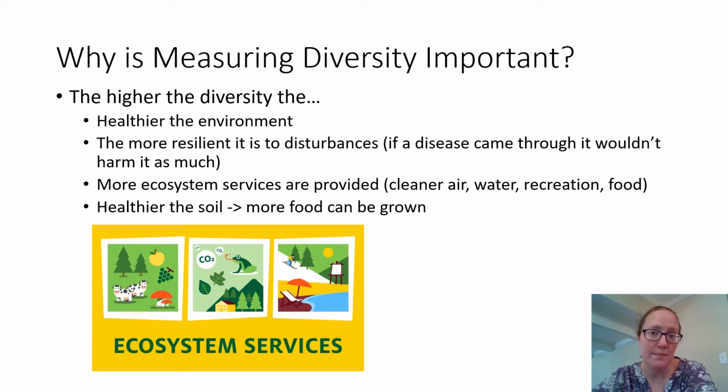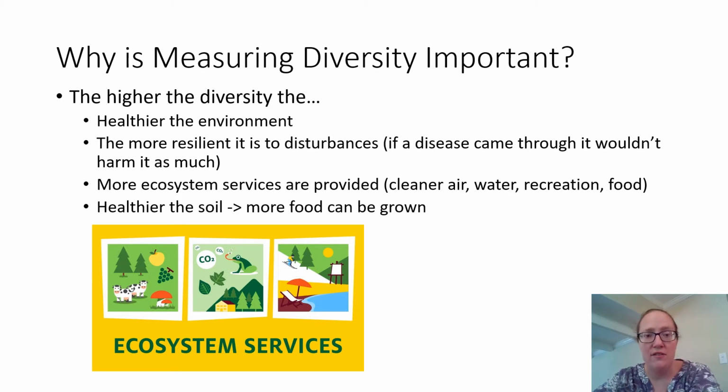So why would we want to measure biodiversity or the diversity of a population? The biggest reason is because the higher the diversity of species that are present in an ecosystem, the healthier that ecosystem is going to be. It's going to be more resilient to disturbances. If there is a disease that wipes through a population, if there's more diversity, it's more likely that something will be more resistant to that disease or disturbance and it wouldn't get harmed as much.